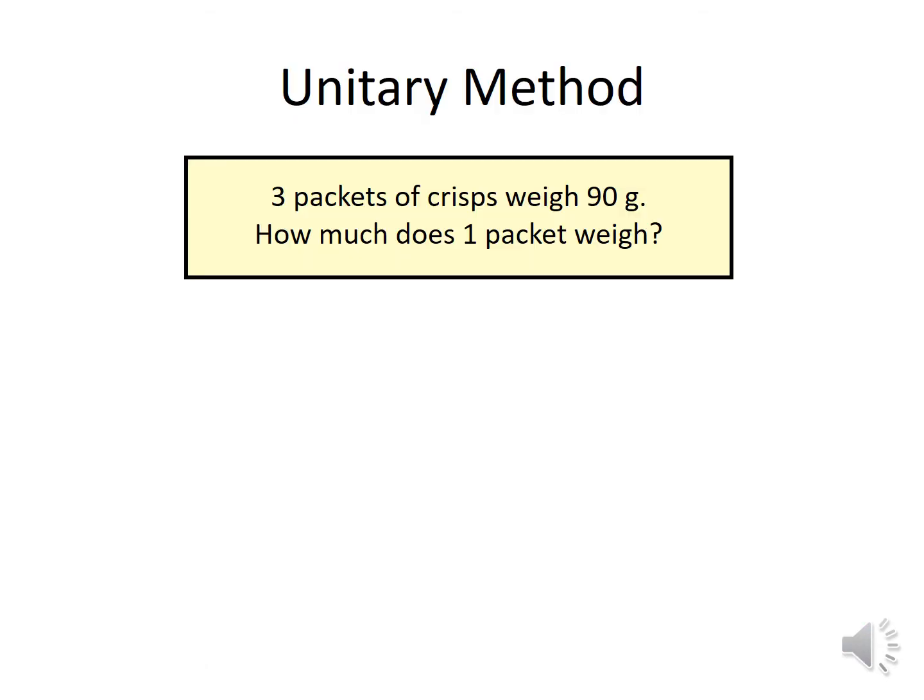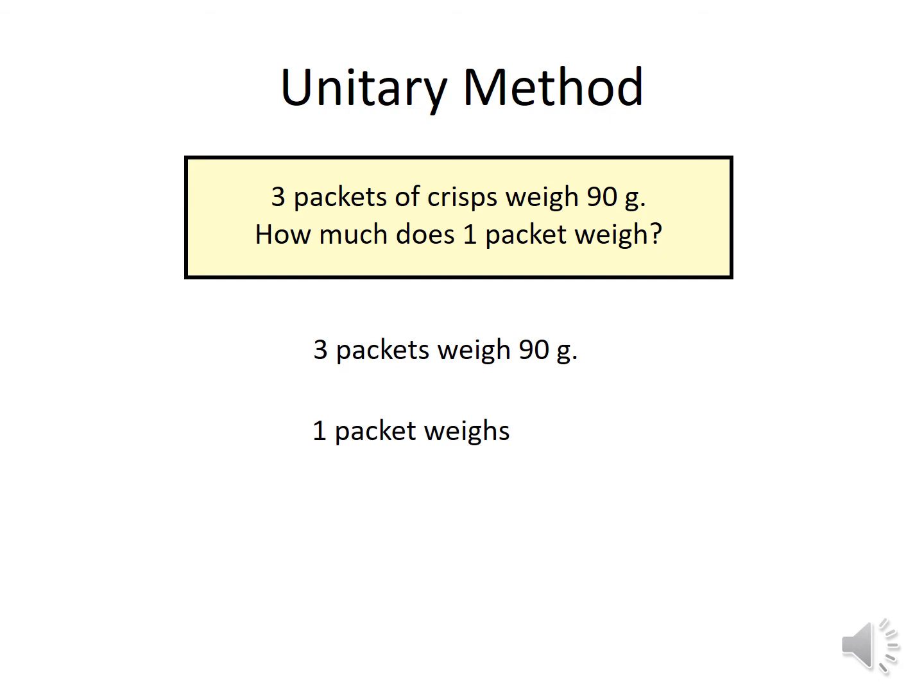Okay, unitary method. So 3 packets of crisps weigh 90 grams. How much does 1 packet weigh? Now we touched on the unitary method in the currency conversion lesson. It means getting it down to work out how much 1 is worth. So in this instance, how much does 1 packet weigh? Then we can work out any amount. If we know how much 1 is weighing, then we can work out how much 100 would weigh, how much 50 would weigh.